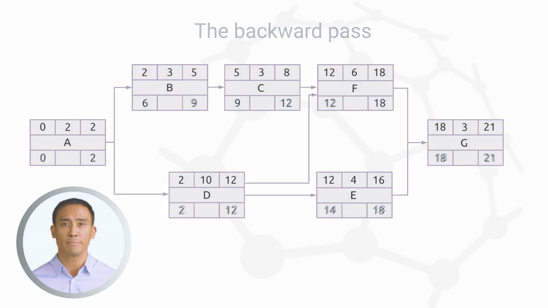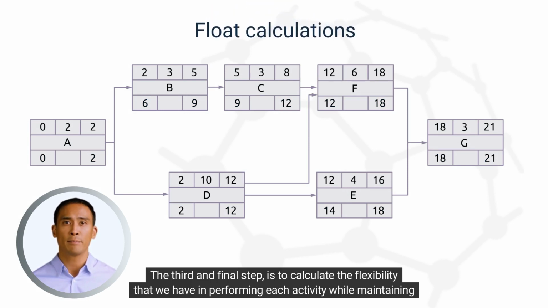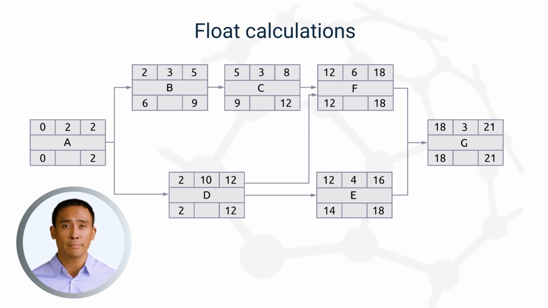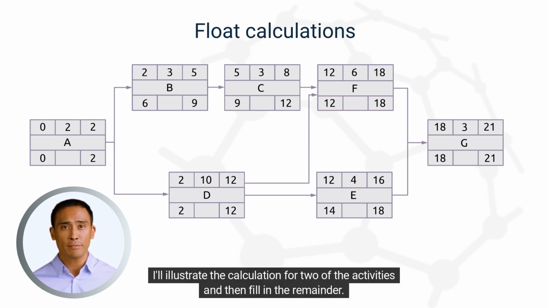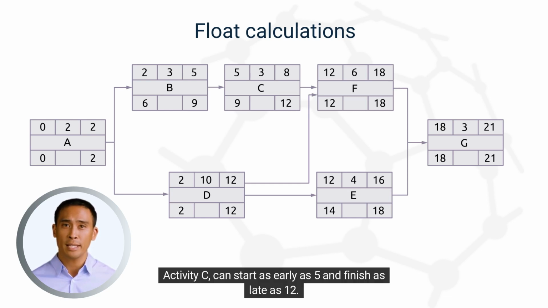The third and final step is to calculate the flexibility that we have in performing each activity, while maintaining the earliest possible finish date for the project as a whole. I'll illustrate the calculation for 2 of the activities and then fill in the remainder. Activity C can start as early as 5 and finish as late as 12.